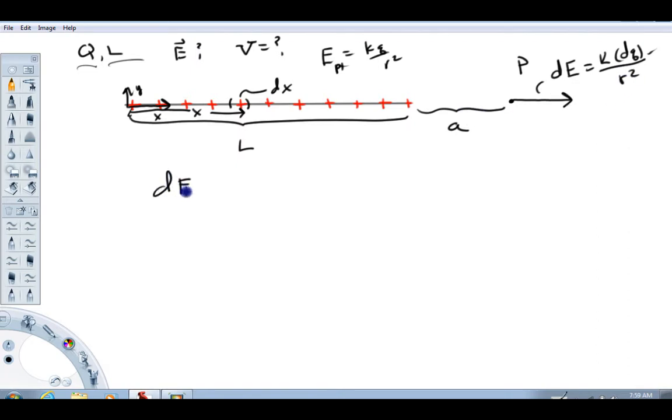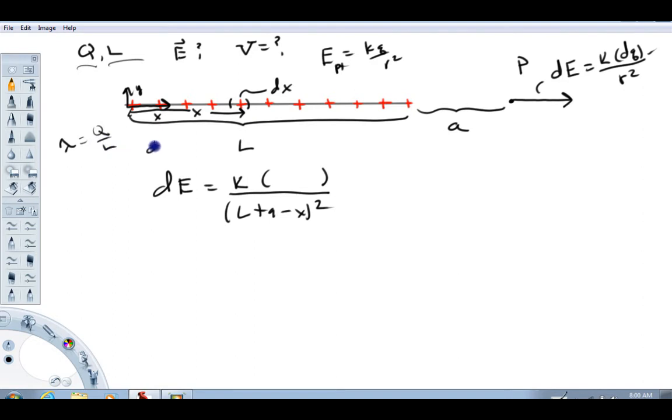So the electric field dE can be written as k, I'm going to leave a little room here for the dQ, k dQ over (L plus A minus x) squared. And now I'm going to talk about the charge, the dQ. Here's an example of where we use a charge density. In this problem, if I take a total charge Q, divide by a total length L, then my linear charge density is Q over L.